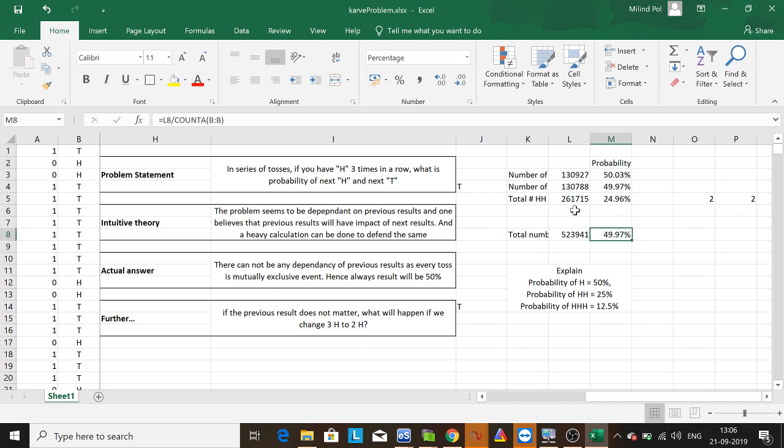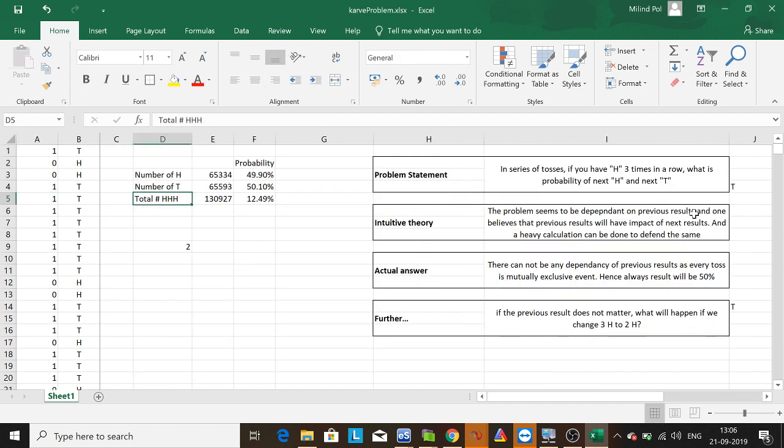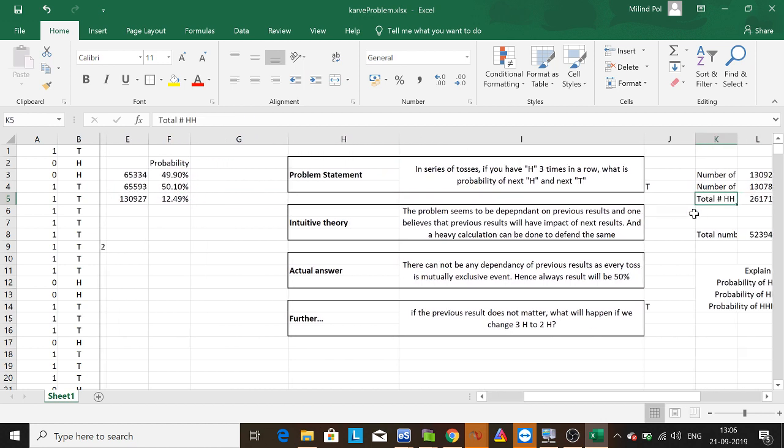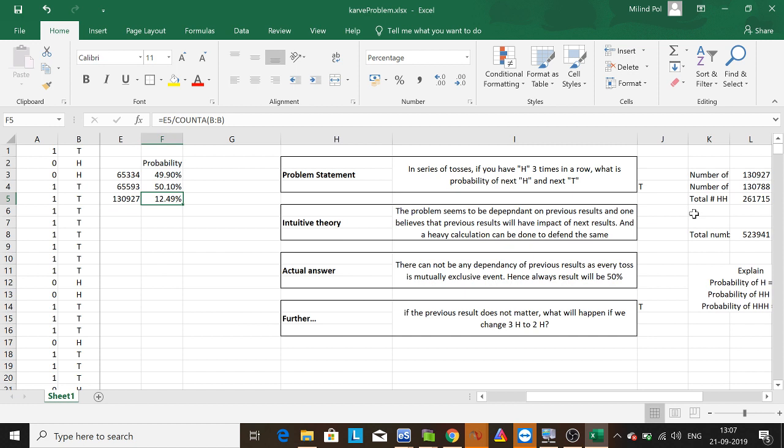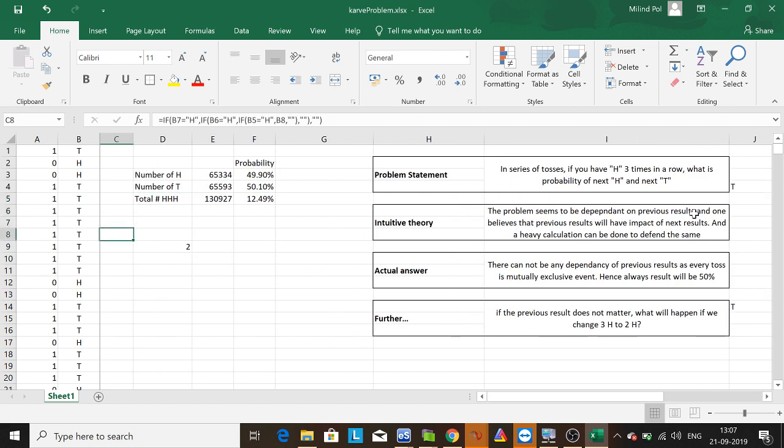This is 50%. Probability of 2 H's is about 25%, and probability of 3 H's is about 12.5%. So again, it proves that these are mutually exclusive events, because the probability of H is 50%. The next H is again 50% of 50%, which is 25% overall. And then 50% of 25% is 12.5%. So it again proves that the probabilities really will not be dependent on what was the previous data point.